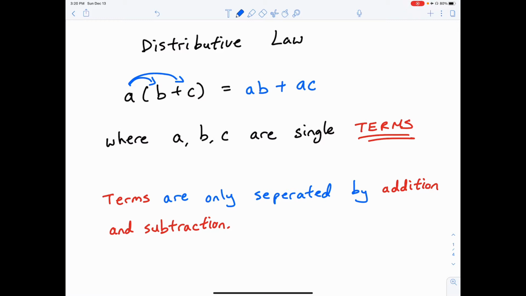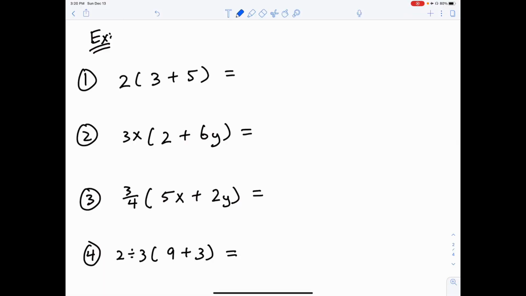Now, A, B, and C are single terms. Terms are only separated by addition and subtraction. So if you have multiply and divide, then they aren't separated. They're still one term. So let's take a look at some examples here.